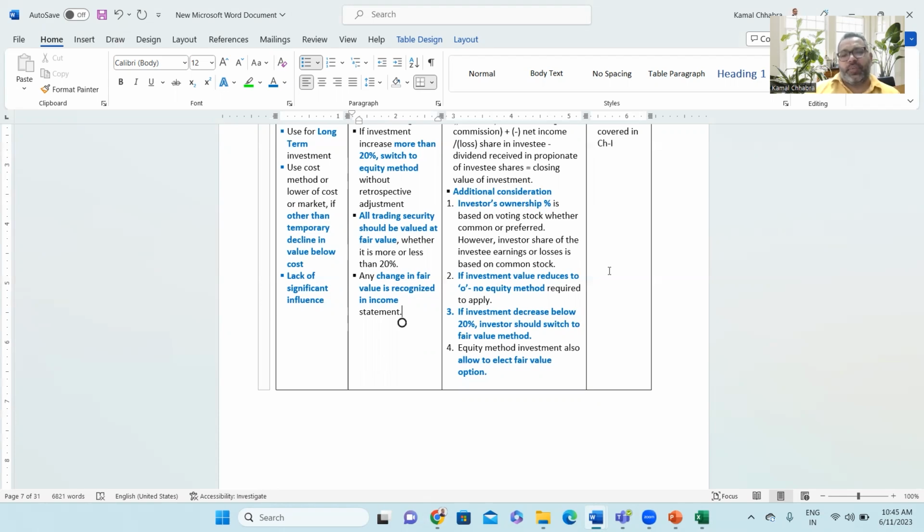Second, if the investment value is reduced to zero: if your investment value has reduced to zero, then no equity method is required because the valuation is already zero.